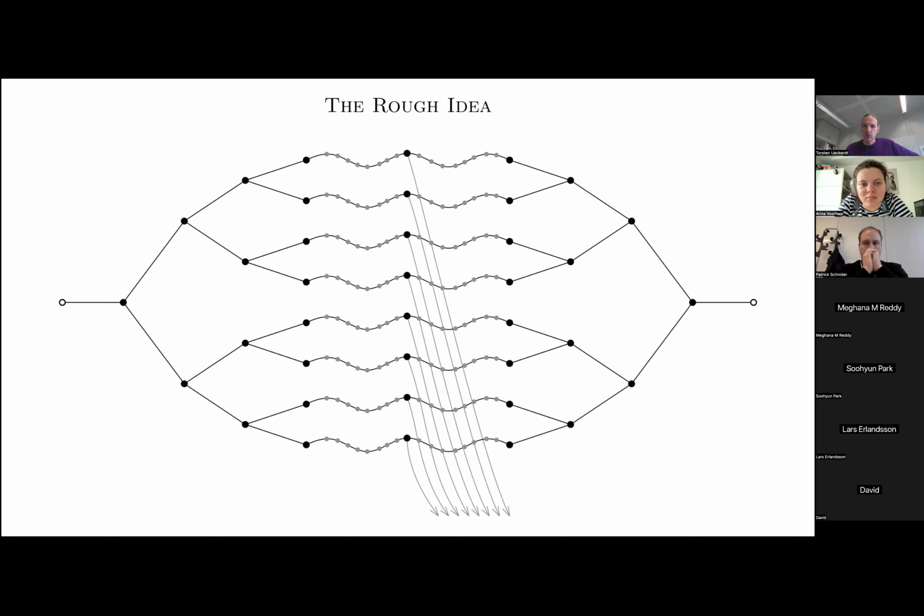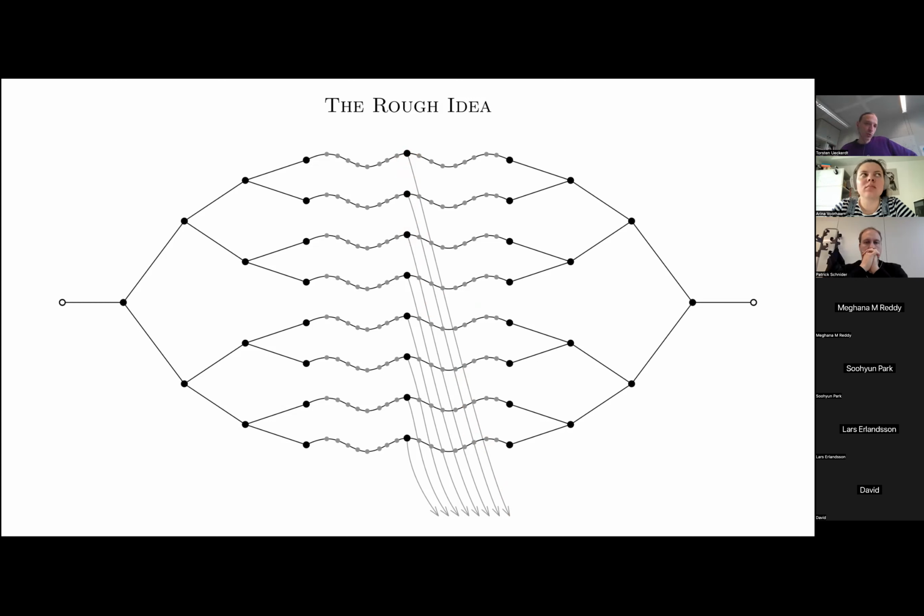But let's consider it. What do you see here? You see 2 complete balanced binary trees, here on 8 leaves, one on the left and one on the right, and then the corresponding leaves are connected by long paths. Think of these paths as being really, really long, I don't know, 100 vertices or whatever. And then exactly in the middle of these paths, there is a way out, a way to escape to the rest of the graph.